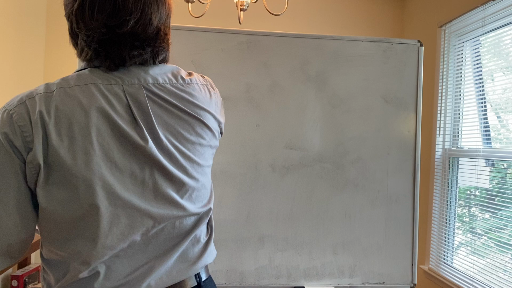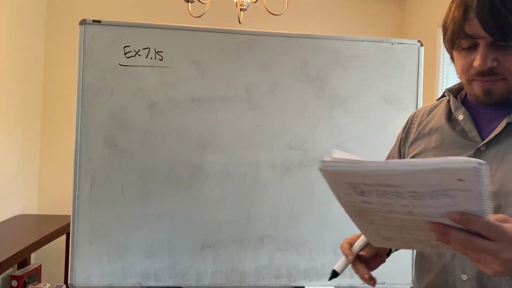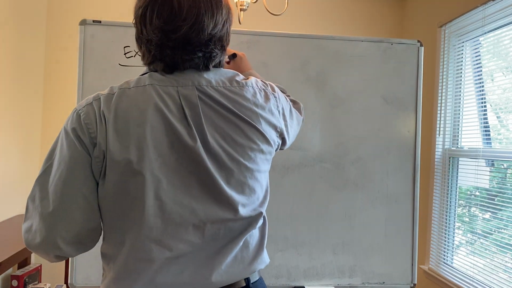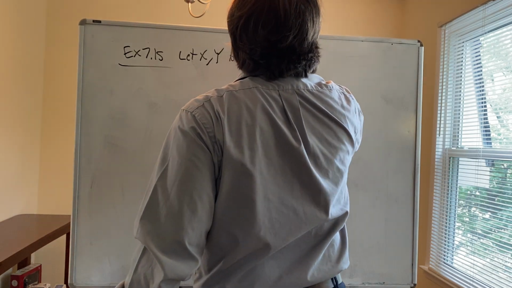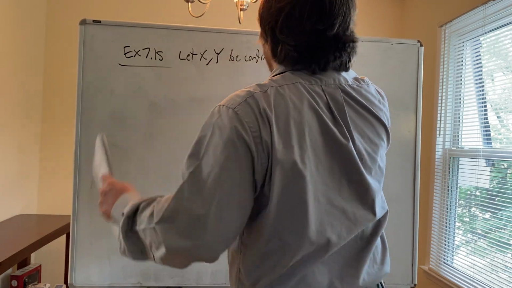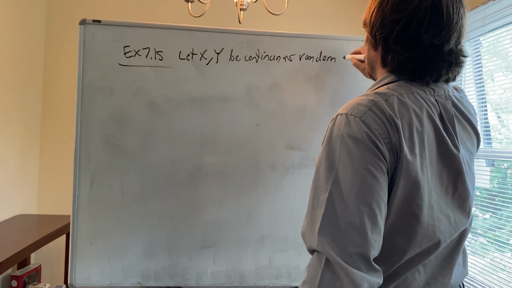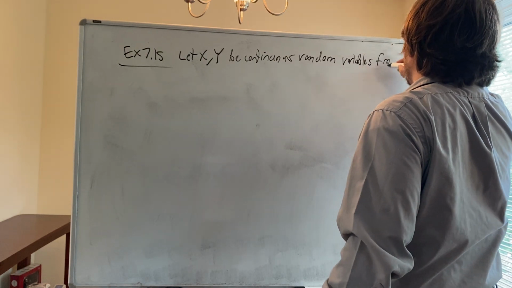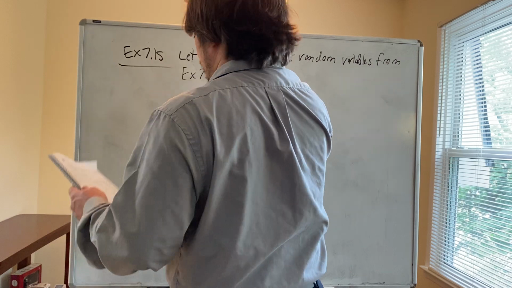So let's work on example 7.15. Okay, so we're going to let x and y be continuous random variables from exercise 7.8.